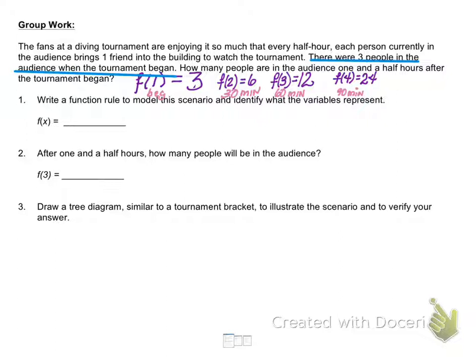Okay, so the function rule here would be f of x equals 3, that's our initial value, and each time that number is doubling. So in order for it to increase by 2, we've got 2 to the x. How many people will be in the audience? 24. And I'm going to draw the tree diagram below.